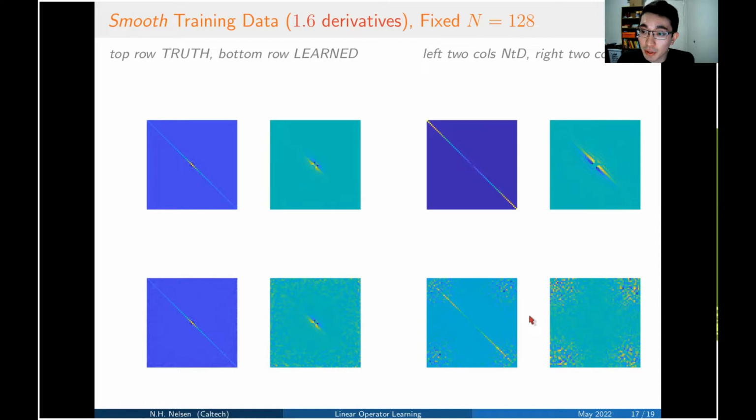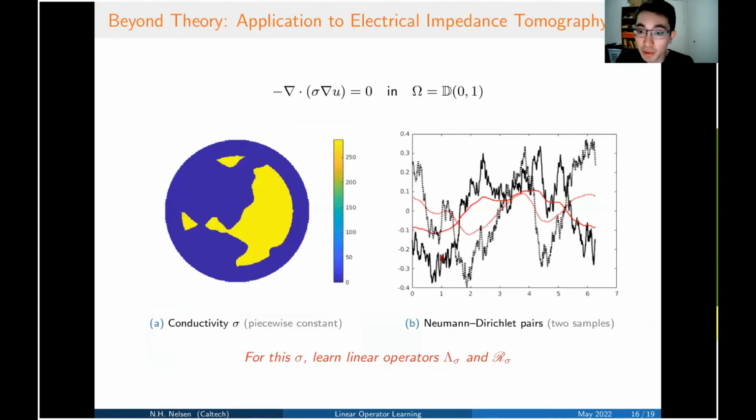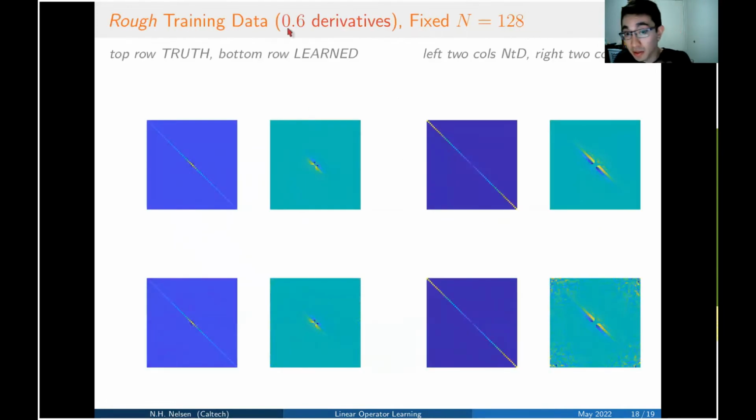Anyway, so now let's solve the regression problem using rough data. So what happens? So now we take one less derivative. So what I have to do is actually completely remake all of these functions and then send them through the PDE again to get the different data set. So now we're only having 0.6 derivatives in the data. You can see that compared to the truth on the top, the reconstructions in the bottom are much better. So the Neumann to Dirichlet map essentially nails it very well.